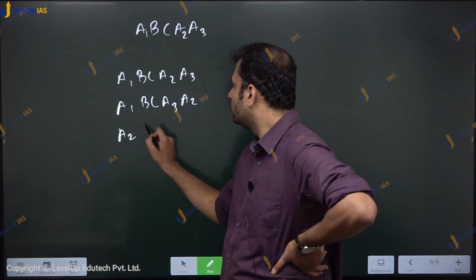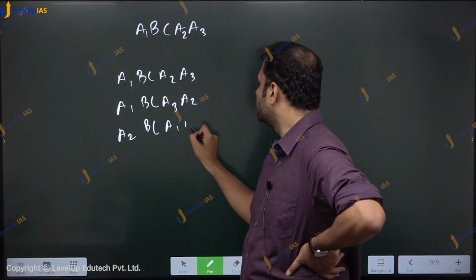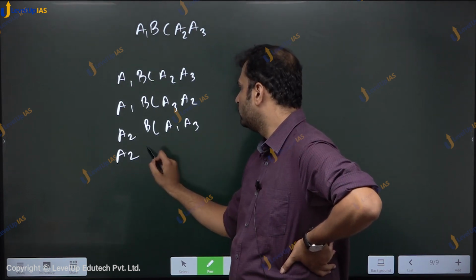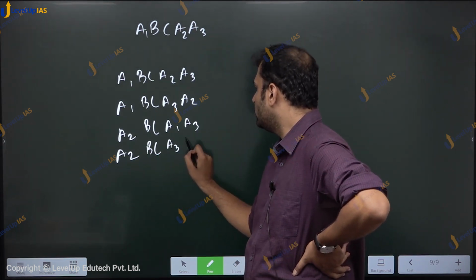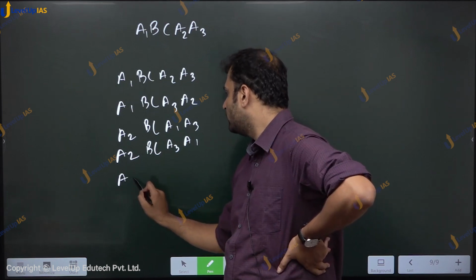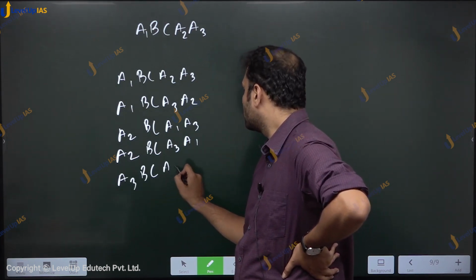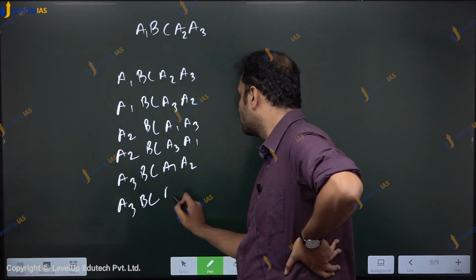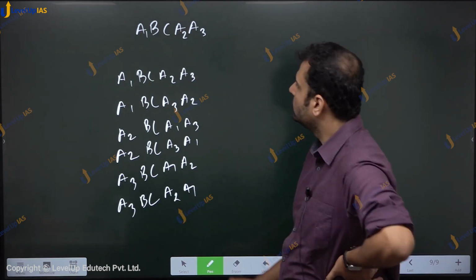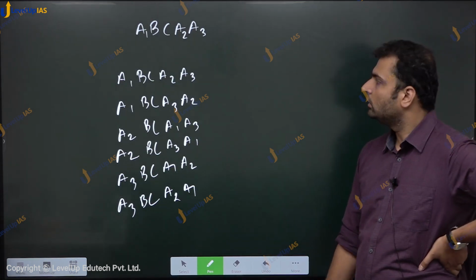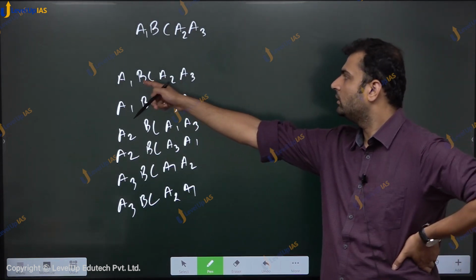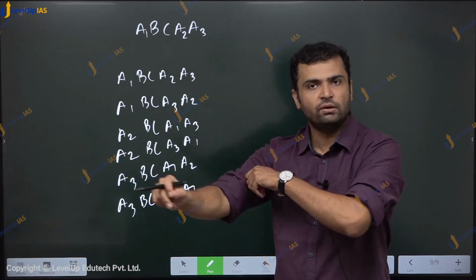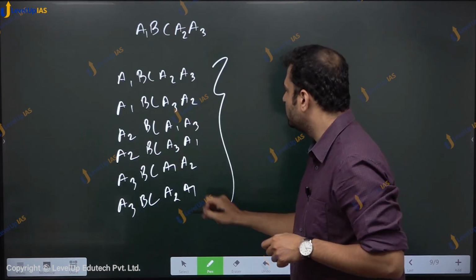Then A2, B, C, A1, A3, A2, B, C, A3, A1, A3, B, C, A1, A2, A3, B, C, A2, A. ठीक है, if you look at it now, क्योंकि ये A1, A2, A3 आपस में मैंने rearrange करवाए हैं, and we have 6 possible arrangements.